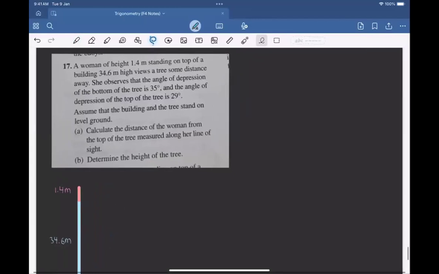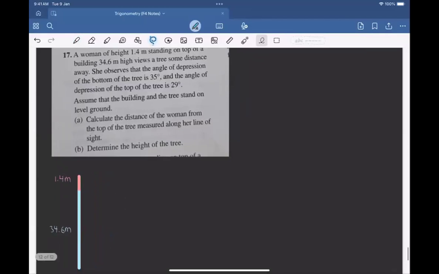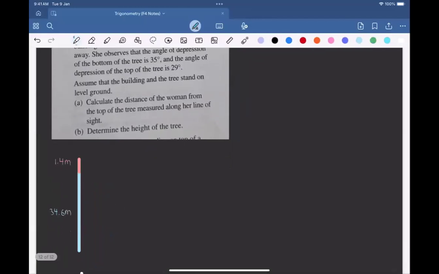So this woman, she's observing a tree. Is she looking up in the sky to see the tree, or is she looking down to see the tree? She's looking down because she's on top of the building. Yes. Cool. And I have the tree here. Let me know if you understand the diagram so far.